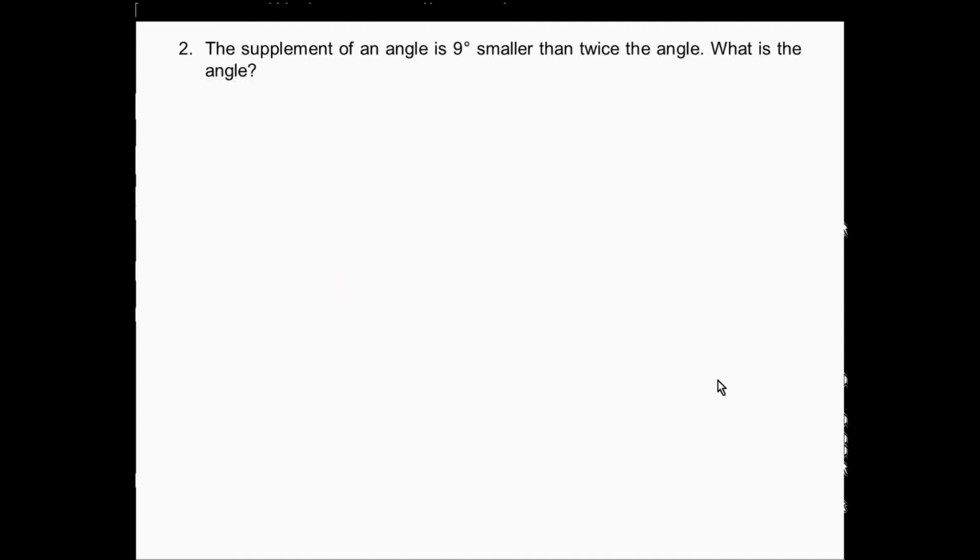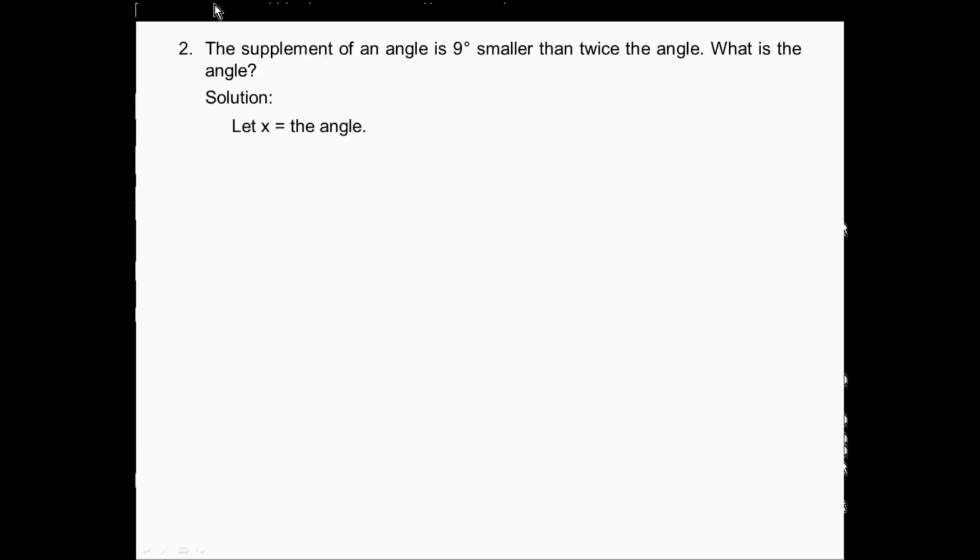Number 2. The supplement of an angle is 9 degrees smaller than twice the angle. What is the angle? Notice, we're looking for the angle. I don't know what it is, call it x. I've got something about the supplement. So if the angle is x, remember the supplement is 180 minus x. Now, here's our verb of being that means equals. So 180 minus x equals 9 smaller than twice x, 2x minus 9. So there's where everything came from.